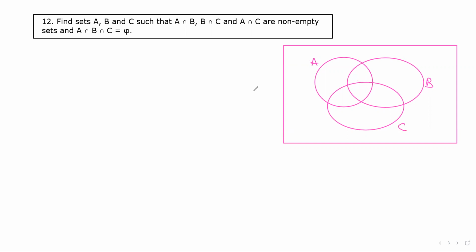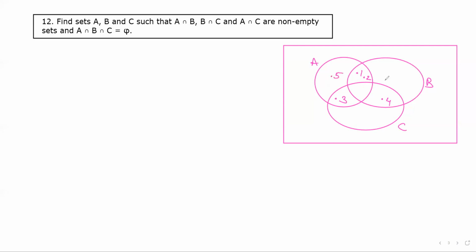Let's consider a few elements over here. This is 1, this is 2. We're considering 2 elements over here. You can consider an element here and an element here. This literally proves what you're asked. You have to find sets A, B, C such that A intersection B is 1, 2. A intersection C is 3. B intersection C is 4. But we do not have any element which is common in all the 3 sets.